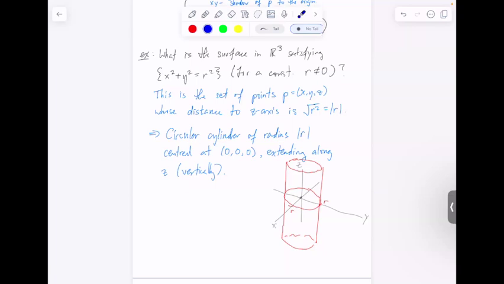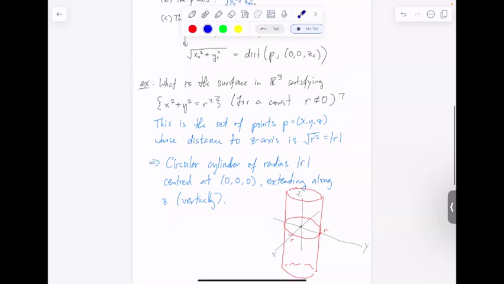Okay, so Thomas asks an important question. Why are we assuming all values of z are in R? That's because I'm just asking, when I say what is a surface in R3 satisfying x squared plus y squared equals r squared? Well, every single point in R3 is described by x, y, and z. It's very important that I specify this equation. I'm looking for a surface in R3 satisfying this.